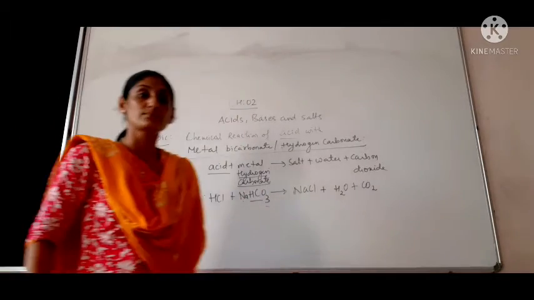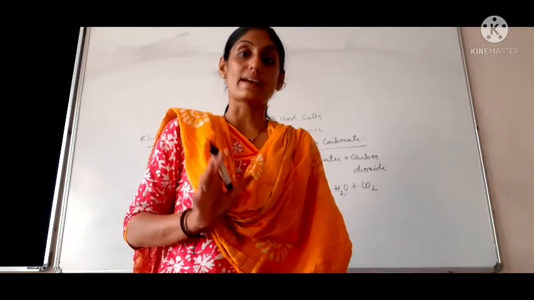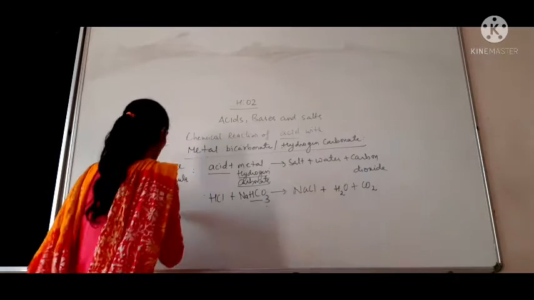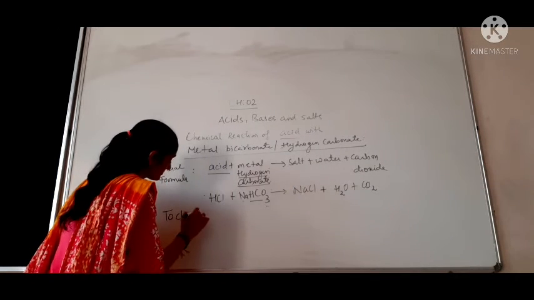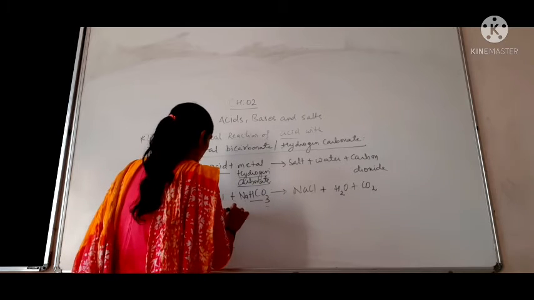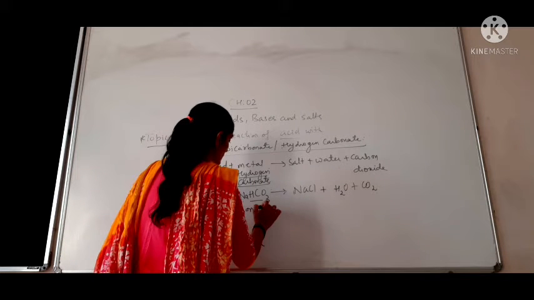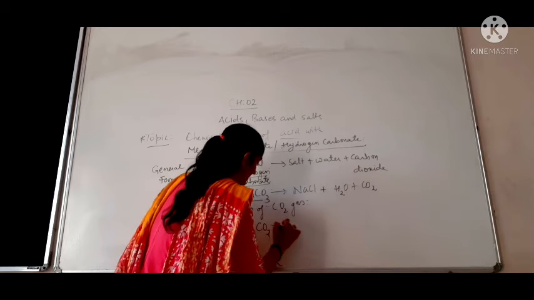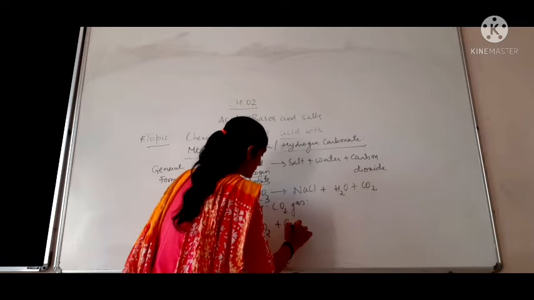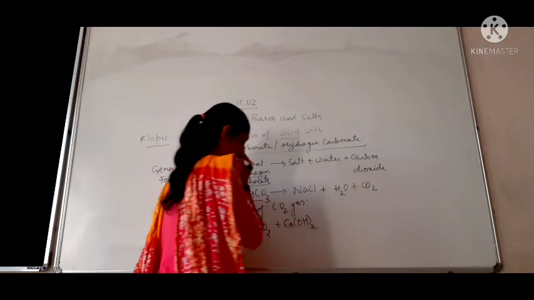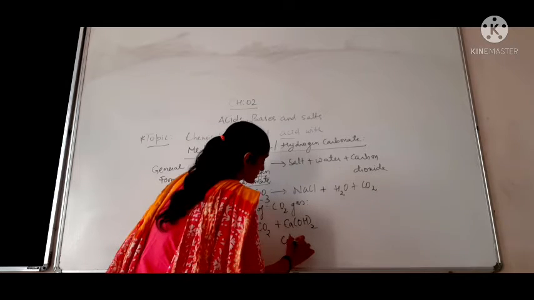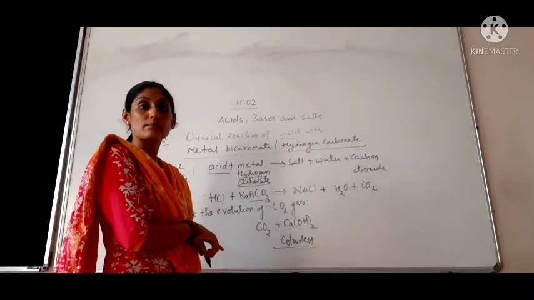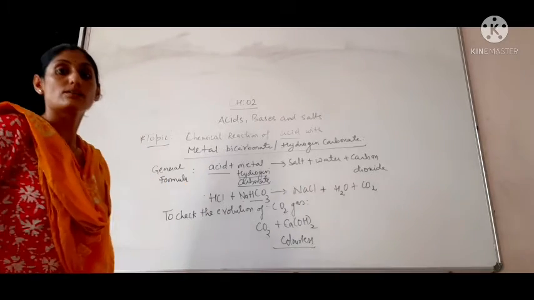Now we have to confirm whether the gas produced is carbon dioxide gas or not. So what do we have to do to check the evolution of carbon dioxide gas? I have to pass this gas through lime water. It is nothing but calcium hydroxide, a colorless solution. It has a color like water. So when you add carbon dioxide gas into it, what happens?